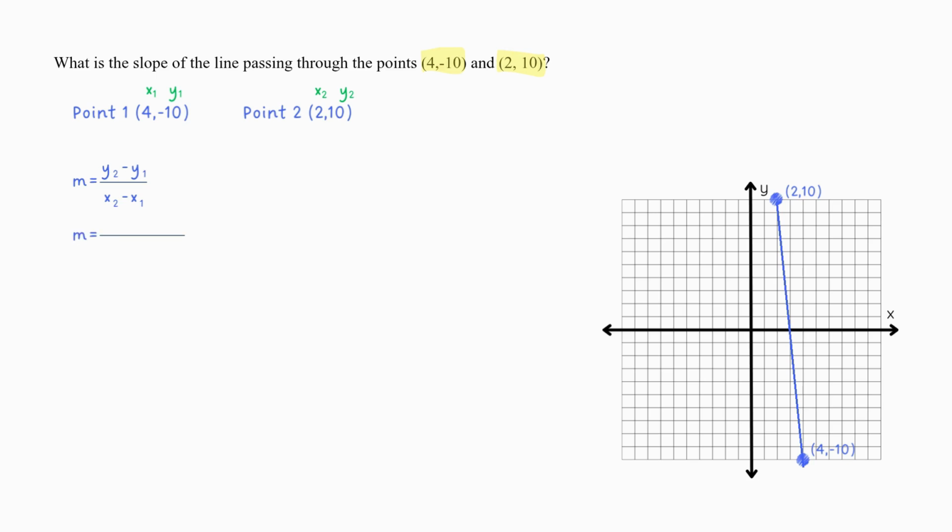Let's subtract the y values on top and the x values on the bottom. Remember to keep the points in the same order. Change in y, 10 minus -10. Remember, subtracting a negative is the same as adding. So this becomes 10 plus 10, which is equal to 20. Change in x, 2 minus 4 equals -2. Now divide the change in y by the change in x. M equals 20 over -2. Our slope is -10. Since the slope is negative, this line would be sliding down from left to right.